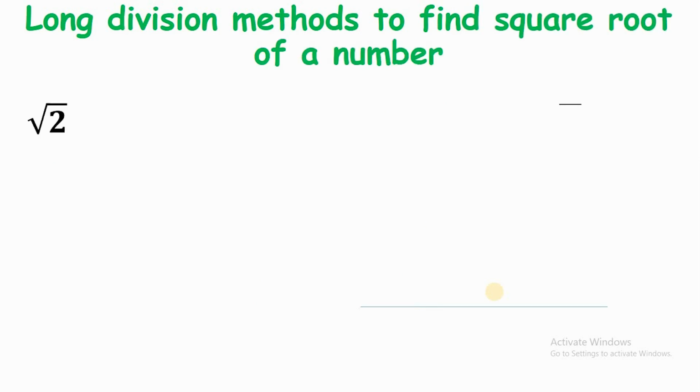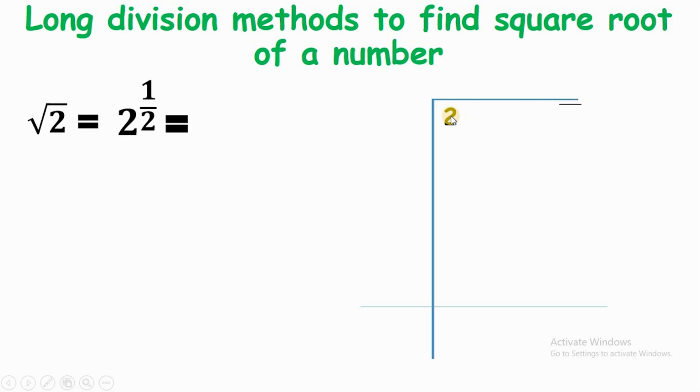Let's take the example square root of 2. Now square root of 2 means 2 raised to the power 1 by 2. Root means power of 1 by 2. If it is a cube root, then the power is 1 by 3. Now how to find this? We'll show a long division method over here.